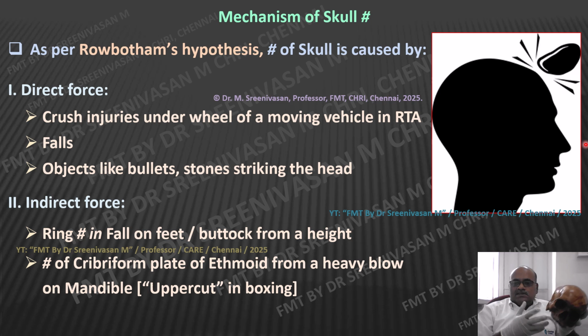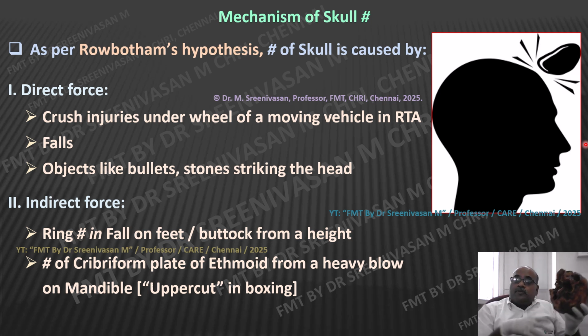Due to sudden deceleration of the moving body, the force will be transmitted along the spine, resulting in thrusting of the spine over the base of the skull, which results in the linear fracture around the foramen magnum, in a fashion of ring around the foramen magnum, separating the skull base from the spine. That is called a ring fracture.